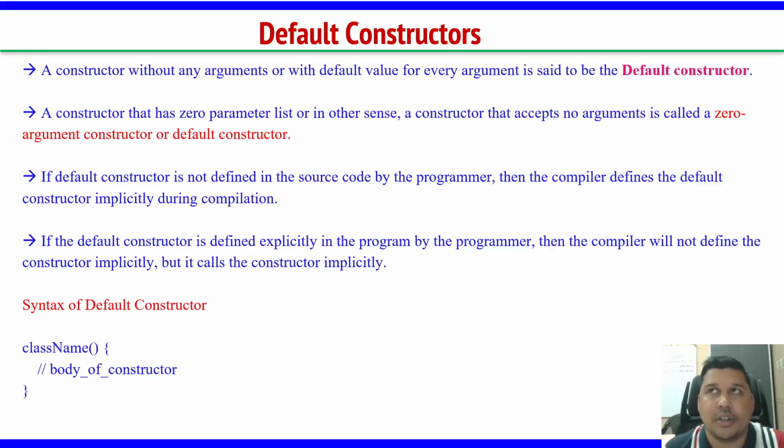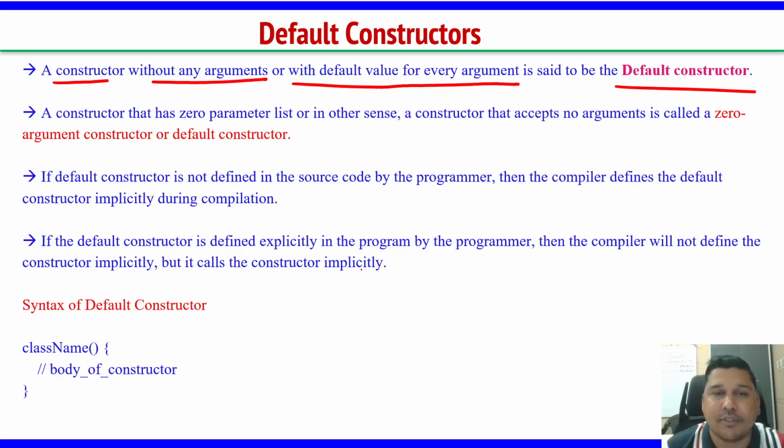Default constructors. We have 4 different types of constructors. The first one is the default constructor. What is a default constructor? A constructor without any arguments or with the default value for every argument is said to be a default constructor. See the second point, a constructor without any arguments, this is fine, or with the default value for every argument is said to be a default constructor.